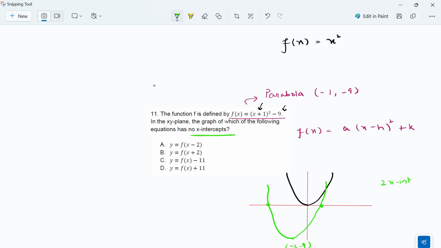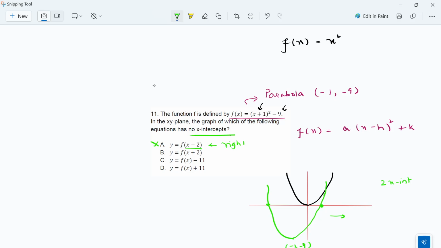So let's see each of these options. The first option says y is equal to f of x minus 2. When you do minus 2, this will shift the parabola right by 2 units. Even if you shift it right by 2 units, it will still touch the x-axis. So it will still have the x-intercepts. So this is not going to work.